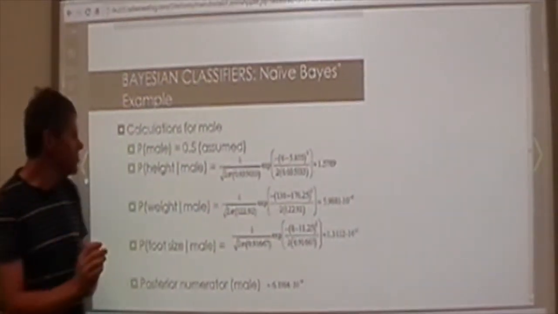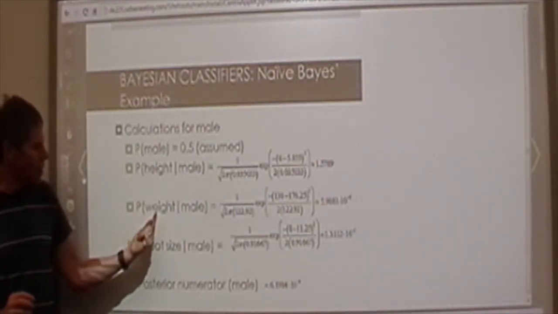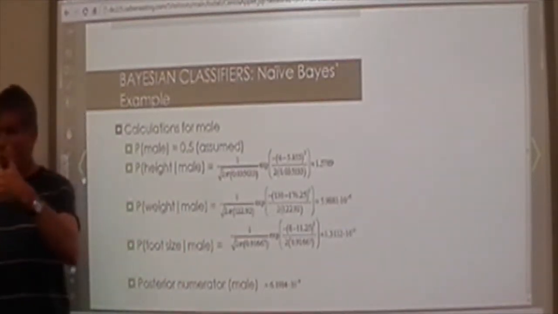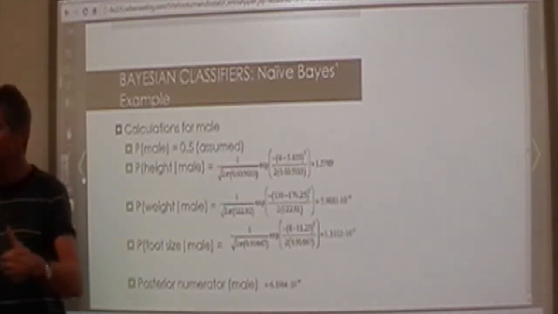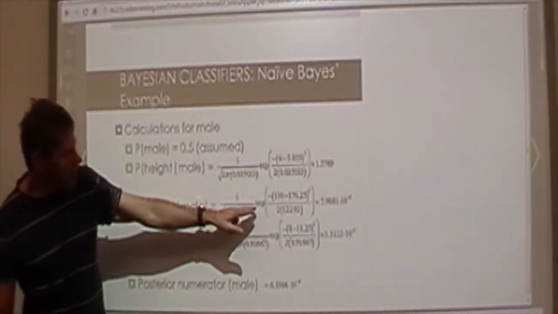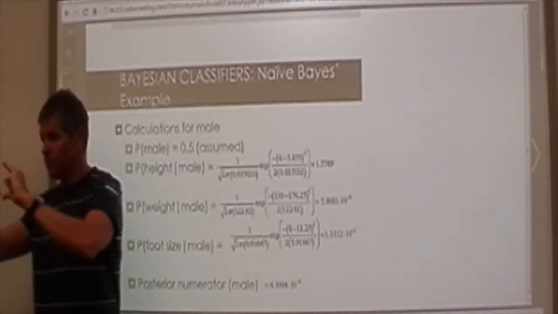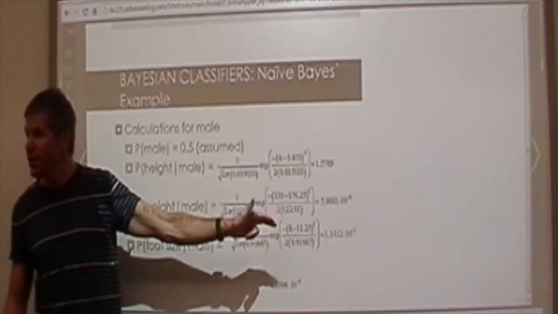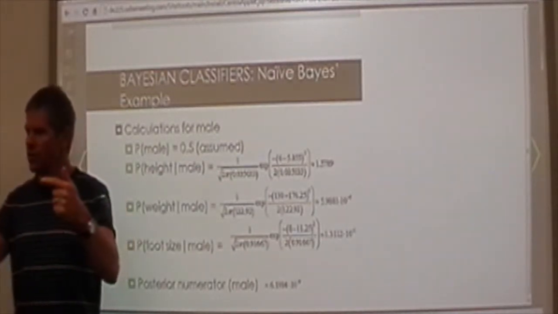Okay? And we're going to do the same thing for the probability of weight given that you're a male. So we're again going to use our average weight values and our variance for weight in our function here with our sample weight of 130. Okay? And if you can see the symmetry in the equations there, is that coming together?